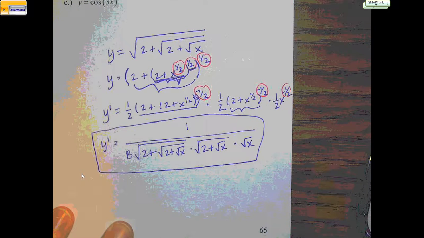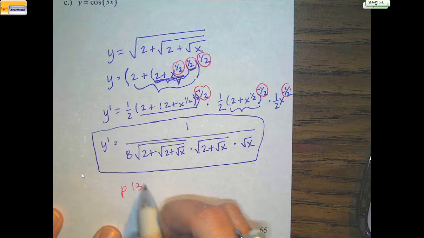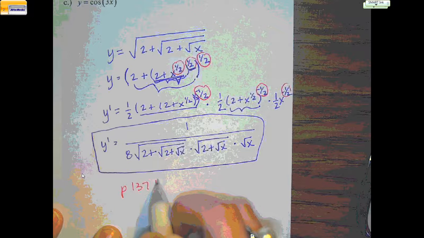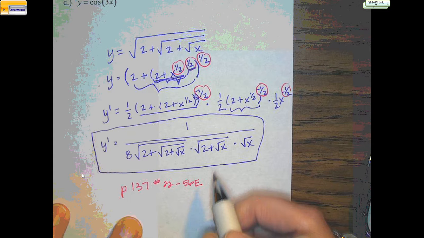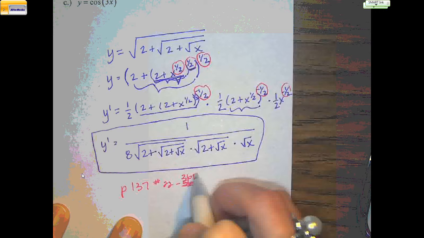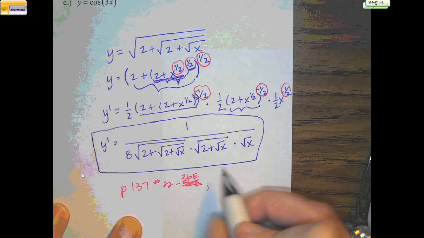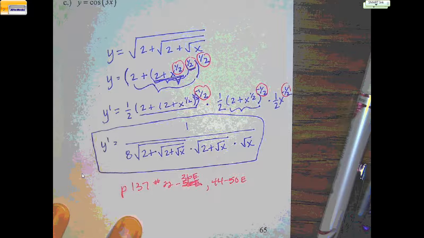All right, so your assignment is to finish this worksheet. And page 137, 22 to 56 even. Just kidding, I'm nicer than that. How about 22 to 36 even? And, what did I say over here? 44 to 50 even. There you go.